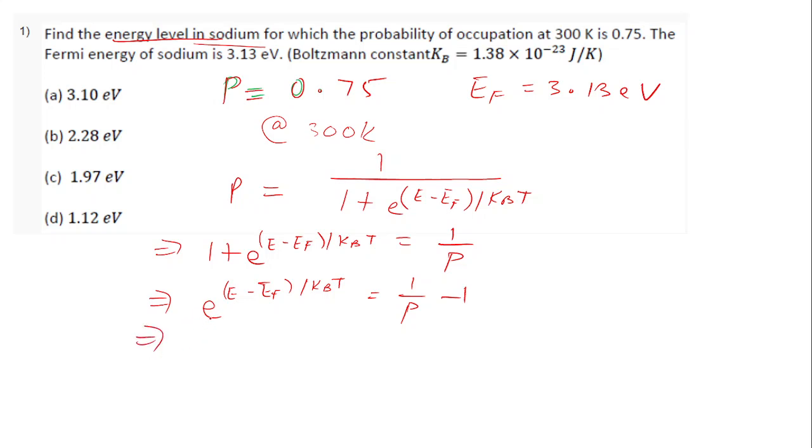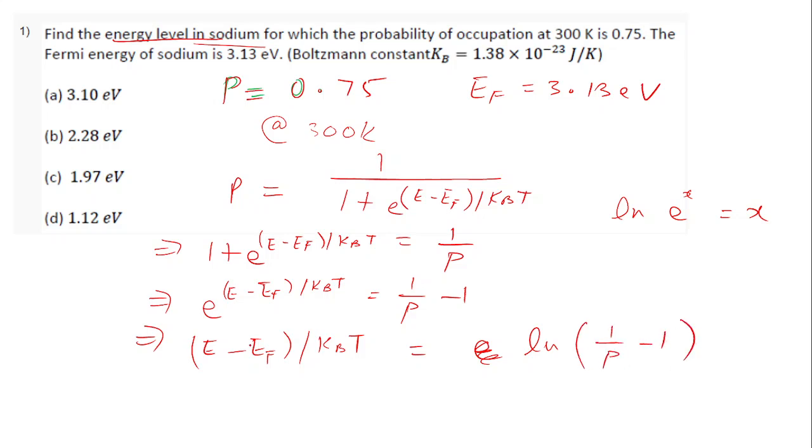And to remove this exponent, we will take log on both sides, natural log, because natural log of e to the power x is x. So this will be (E minus EF) by kBT, and on this side it will be natural log of (1 by P minus 1). Further, I need to find out E. So this denominator I'll send to the right side. It will be kB times T, natural log of (1 by P minus 1), and here it will be E minus EF.